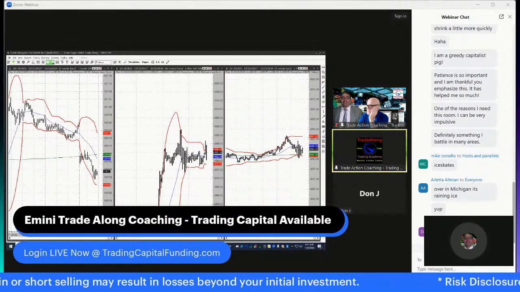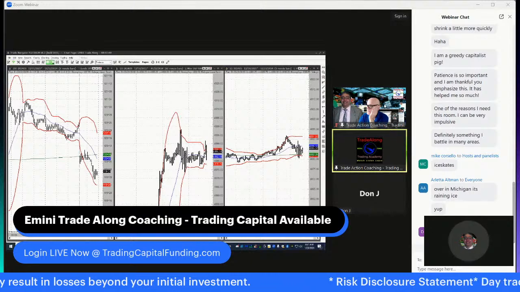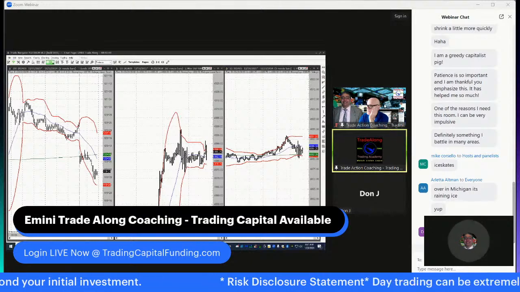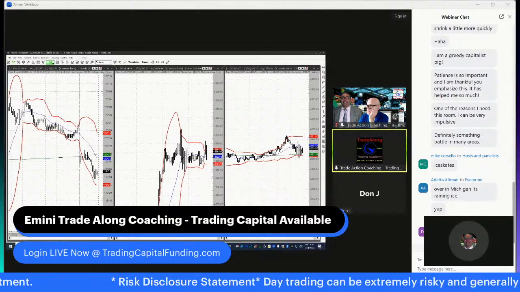All right. Again, the little tight range here continues, so that's why we talk about snow and ice.